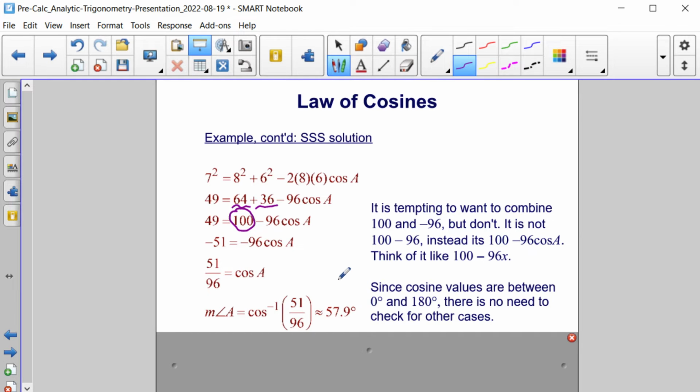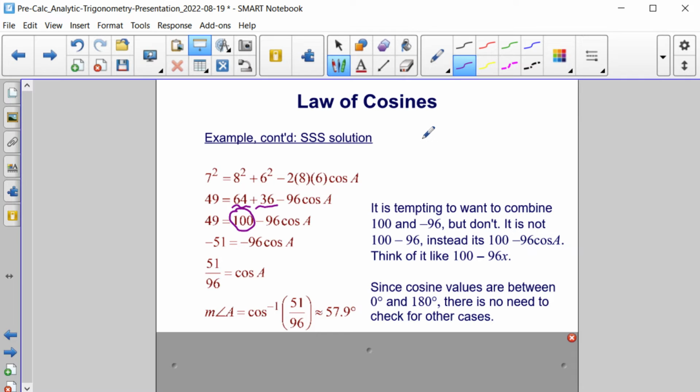And since the angle is between 0 and 180 degrees, we don't have to consider or check for other cases. Now there's another note about the work that was shown here. Remember how we combined 64 and 36 together to get 100? Some people might be tempted to do 100 minus 96 and get 4 cosine of A is equal to 49. We can't do that because the negative 96 is with an unknown.